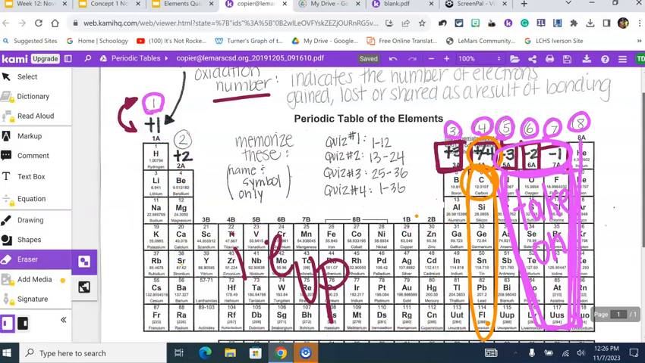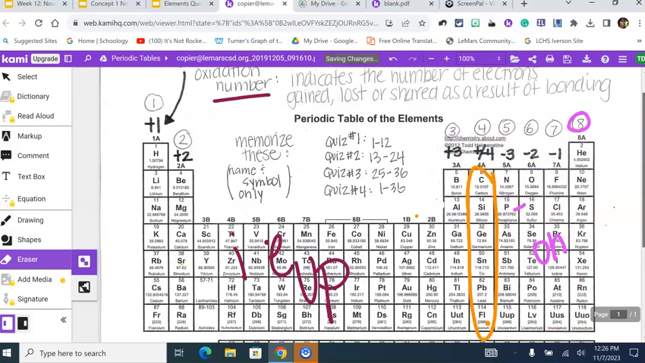So when we start talking about these oxidation numbers and cations and anions, what we're looking at really is who's giving up electrons, who's taking on electrons. If they're taking on electrons, they're going to have a negative charge. If they're giving up electrons, they're going to have a positive charge. Why? Because now they have more protons, because protons never change.